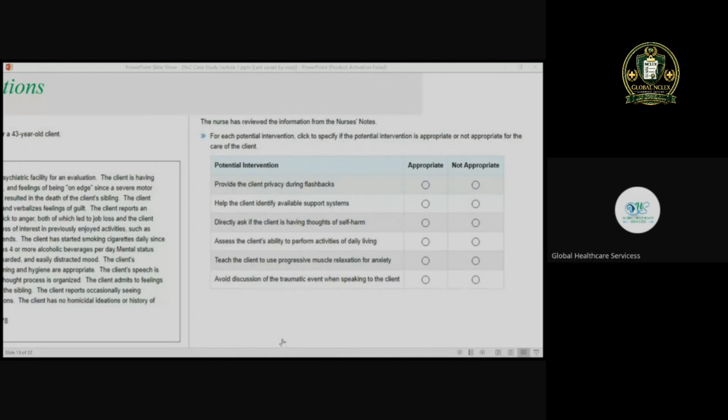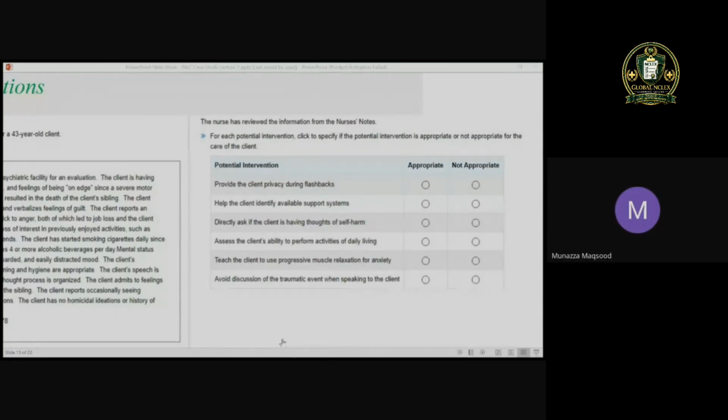The nurse has reviewed the information from the nurse's notes. For each potential intervention, click to specify if the potential intervention is appropriate or not appropriate for care of the client. Provide the client privacy during flashbacks. Appropriate or not appropriate? Your patient has a flashback.